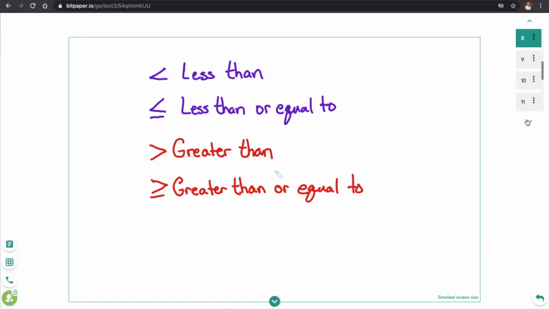So hopefully you remember that a less than sign has a hollow circle on a graph. Less than or equal to has a filled in circle on a graph. Greater than also has a hollow circle, and greater than or equal to has a filled in circle on our graph. And again, if we have equal to, then we're going to have this filled in sign. If we don't have that equal to part of our inequality, we'll have a hollow point on our graph.